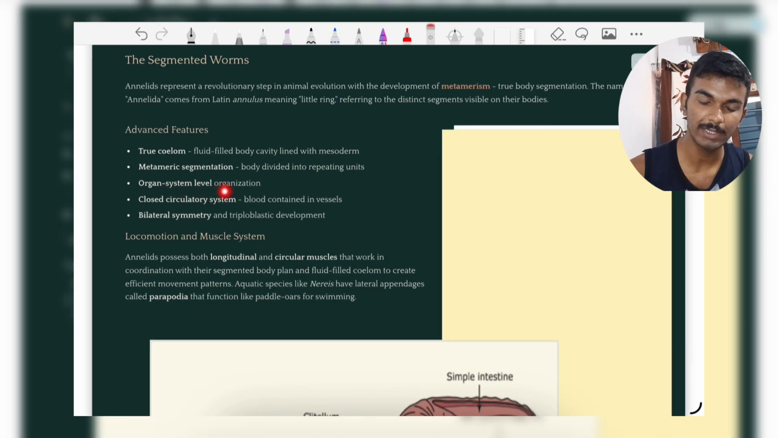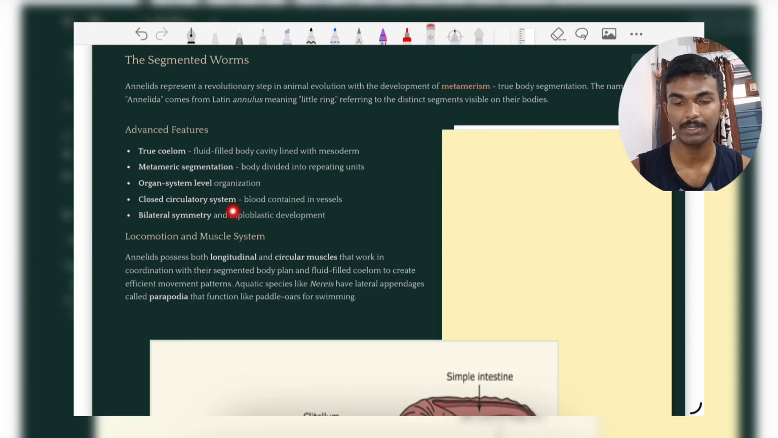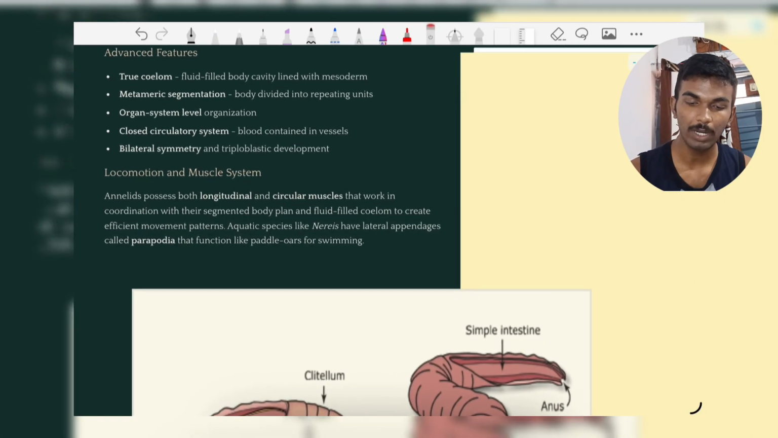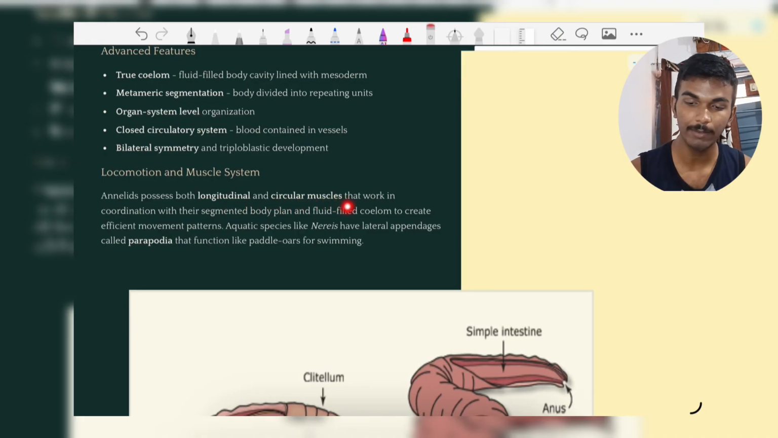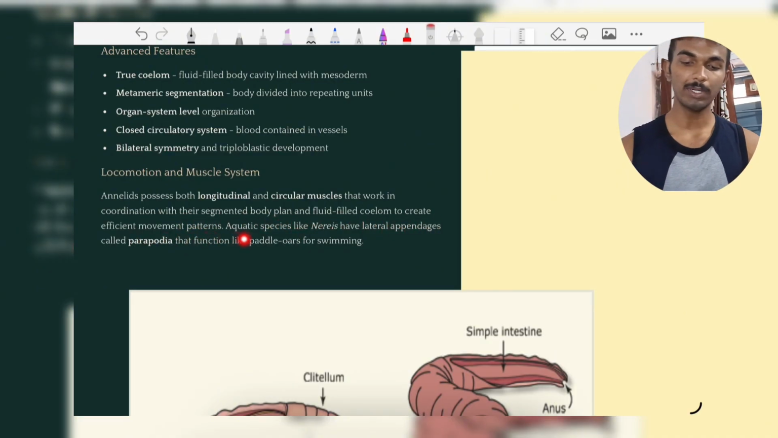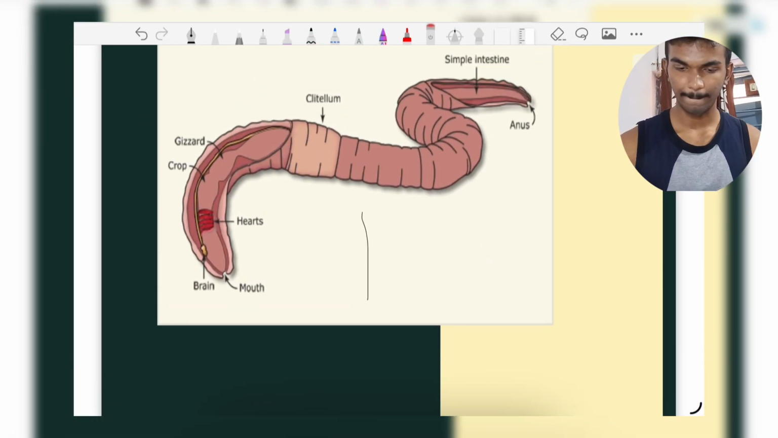Organ system level organization. Closed circulatory system, blood contained in vessels, bilateral symmetry and triploblastic development. Locomotion and muscle system. Annelids possess both longitudinal and circular muscles that work in coordinated fashion with their segmented body plan and fluid-filled coelom to create efficient movement patterns. Aquatic species like Nereis have lateral appendages called parapodia that function like paddle oars for swimming. Here you can see.